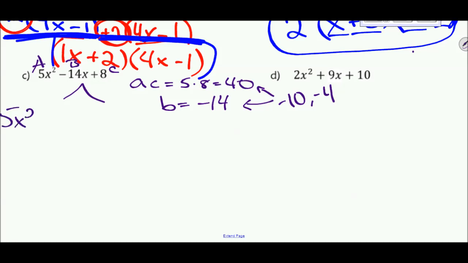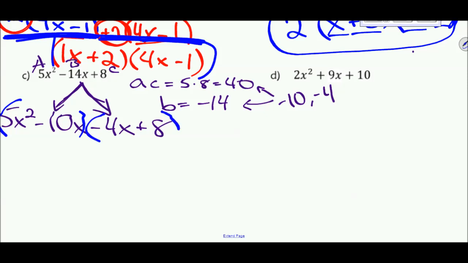5x squared. It doesn't matter which order you write this in. You can write the negative 4x first, or the 10x. I'm just choosing to write the 10x first. That negative 14 splits into that, and that. And now I group each of those. I group these 2, and I group those 2. That's the factoring by grouping. That's what it's called.